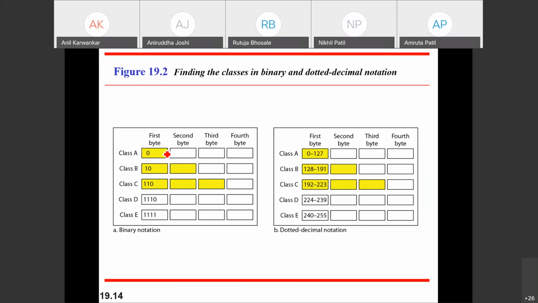Next are the classes and the number of blocks. We will see the classes and the number of blocks, just with these 2 examples.